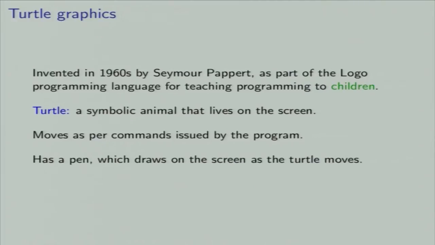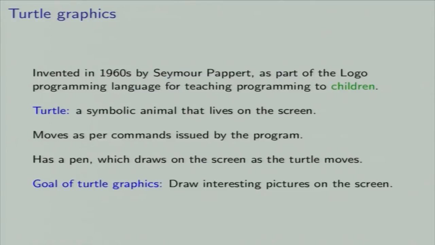The interesting thing is that the turtle has a pen. Okay, so the pen drags along when the turtle moves. As a result, when the turtle moves, a line gets drawn. All right, so the turtle has a pen, and as the turtle moves, the pen drags on the screen. And therefore, a line gets drawn. The goal when you write programs in turtle graphics is to draw interesting pictures. We'll see examples of this very soon.